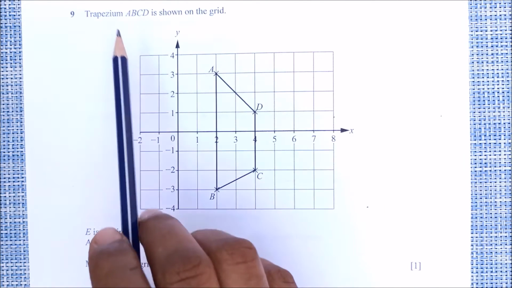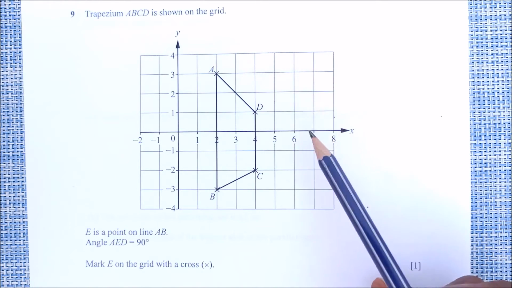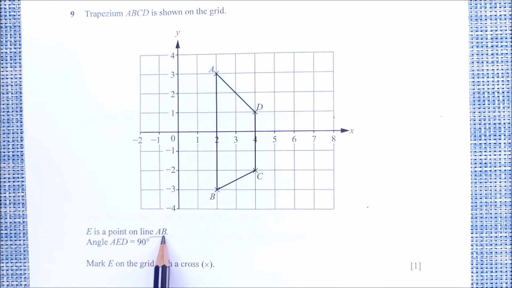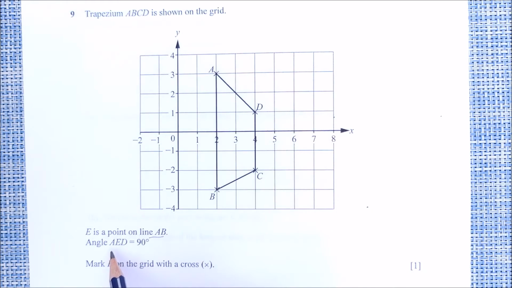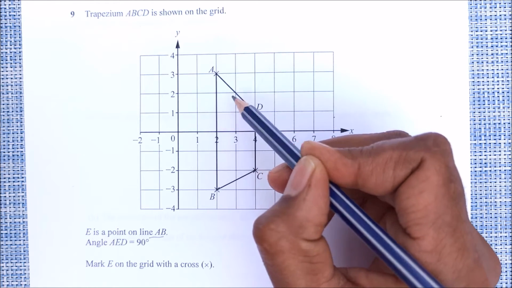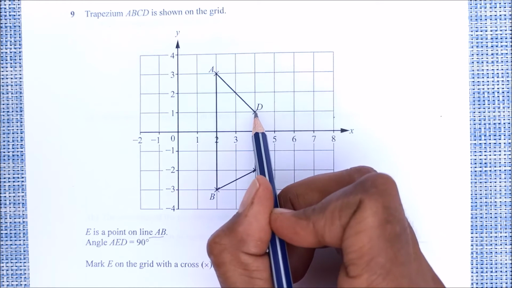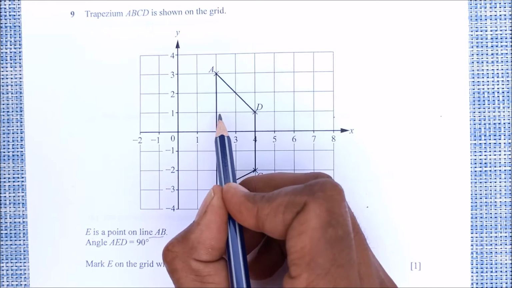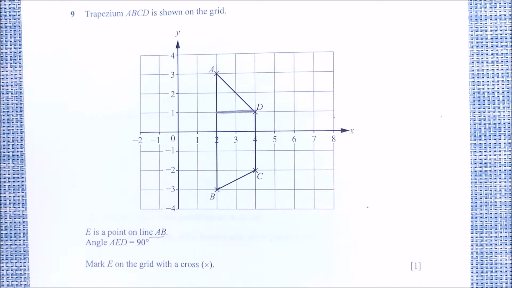Question number 9. Trapezium ABCD is shown on the grid. You can see this trapezium on the grid. So the question is, E is a point on line AB. This is line AB. E is on this line somewhere. Angle AED is 90 degrees. So there should be a point E so that when we reach D, the angle is 90 degrees. That means from D to this line, it should be a perpendicular line at an angle of 90. So where will be our point? It is here. We need to put a cross on the line, mark it as E.